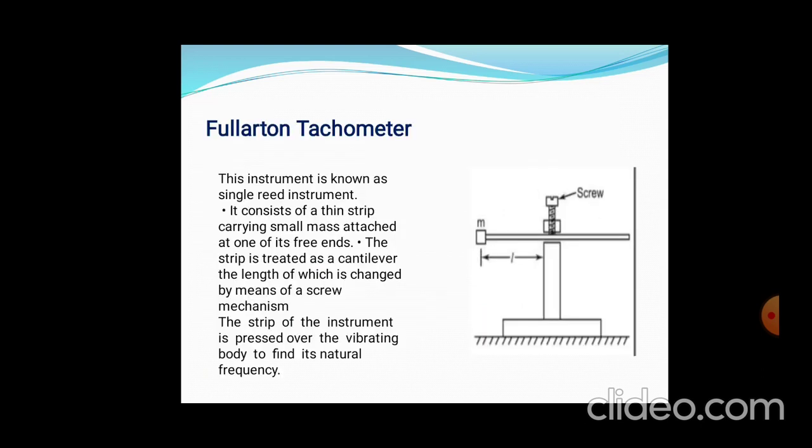Now again, the Fullarton tachometer is also used for measuring the frequency. It is quite simple: a vertical extension with a horizontal rod, and at one end of the rod we attach a mass at a distance L from its center. At the top we attach the screw, and with the vibrations there is some deflection of this rod, and because of that deflection we get an idea about the frequency. So this is all about frequency measurement.